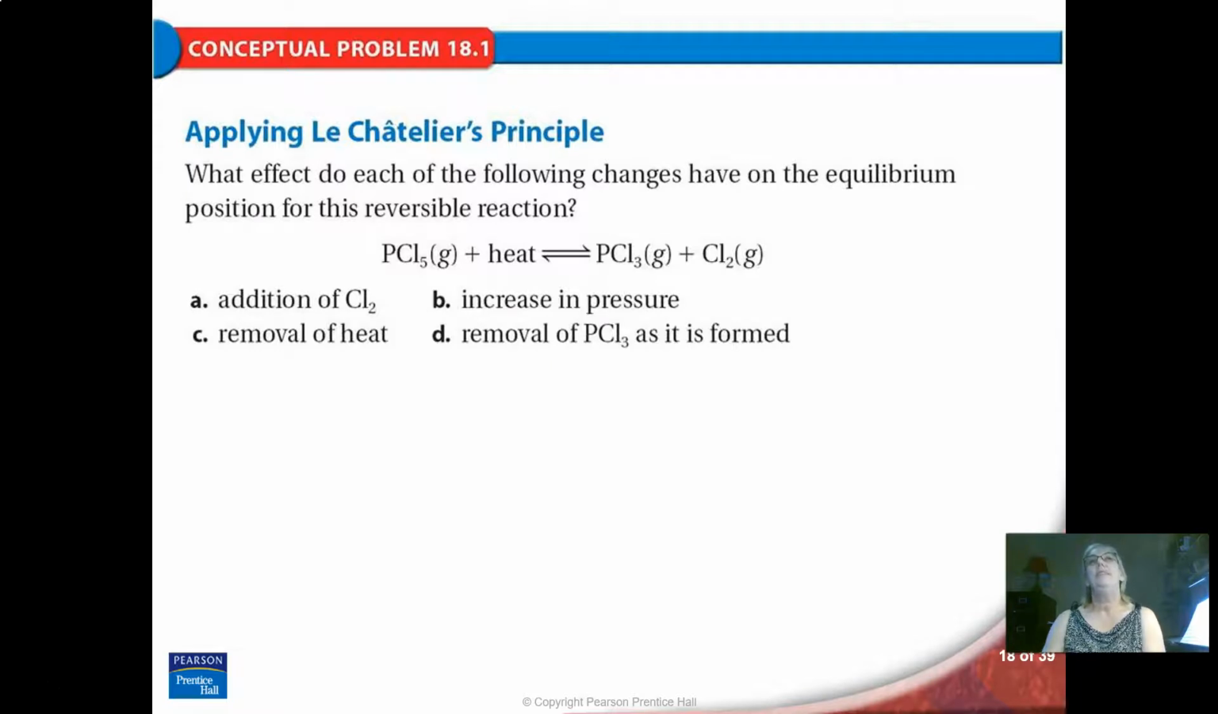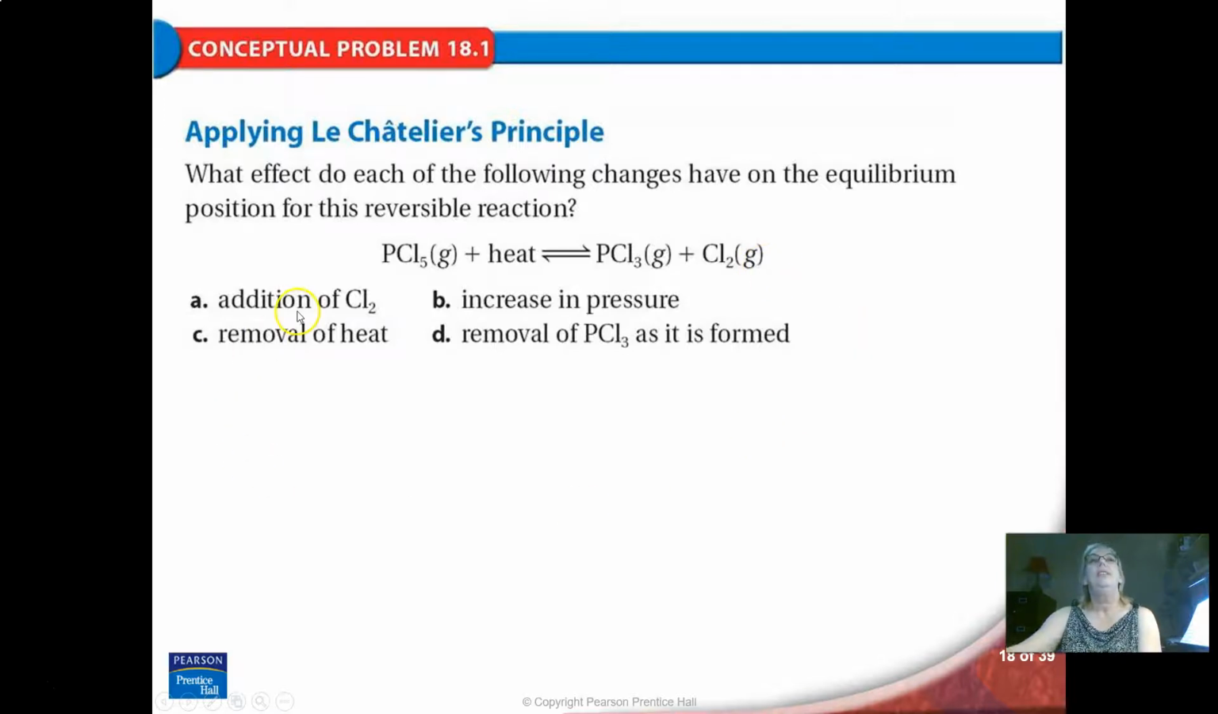So let's look at a typical problem I would give you for Le Chatelier. It's saying that you need heat on the side to react with, so you're going to have heat on this side. It's an endothermic reaction, and you're going to have one compound on the left. When these react together, you're going to form these two products on the right. They're all gases, so pressure is going to affect the system.